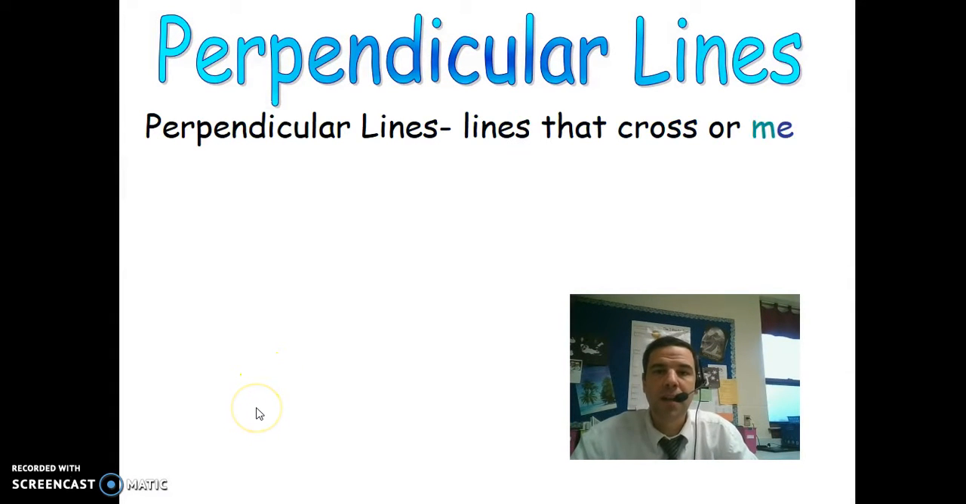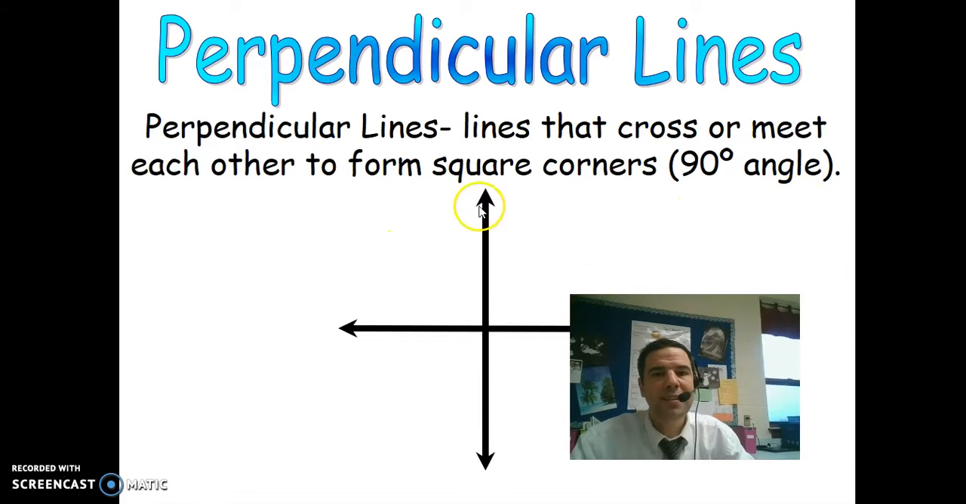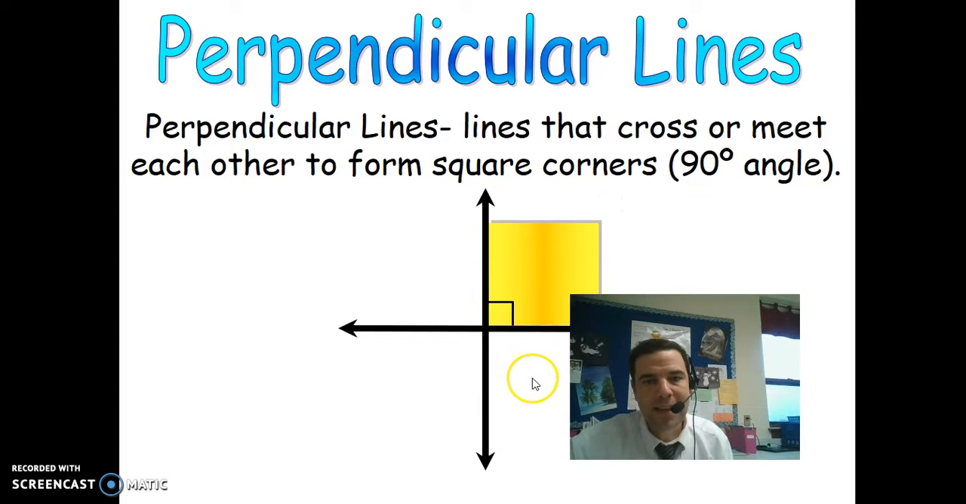First, the definition. Lines are perpendicular if they are two lines that cross or meet each other to form square corners, or a 90-degree angle, or a right angle. So in this example here, you can see I've got two lines. If I label those lines and then show you that I can fit a piece of perfectly cut paper right in that corner, I'm going to get 90 degrees. In other words, you will see a typical box that shows a 90-degree angle, just like that.